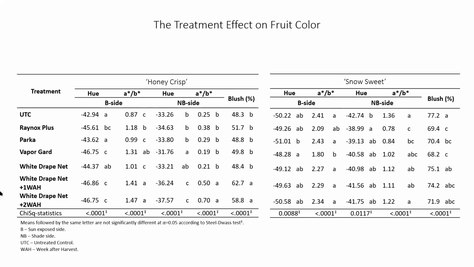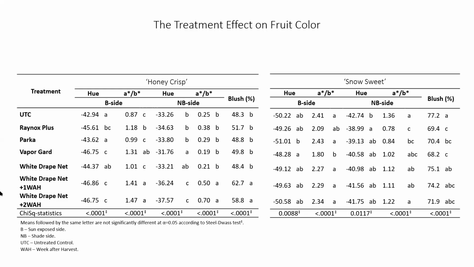So before I start commenting on the results about the color, I have to explain the parameters we measured. First we see hue. The hue tells us about the color brightness. The less negative the number is, the brighter the color. When you see a bigger negative number in the hue column, that means that the color is darker.